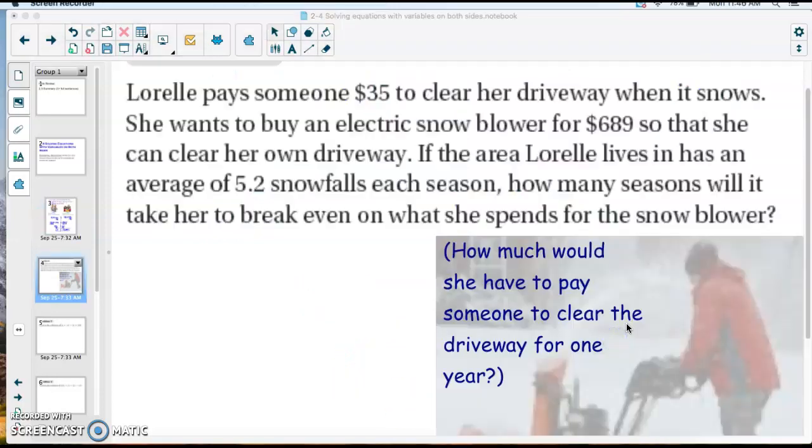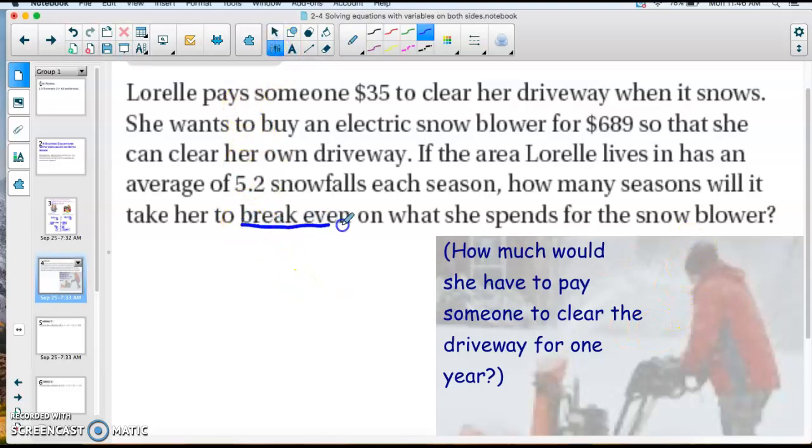All right, so our next problem here is a break-even problem. You see the words break even here. You'll use these all the time in your life, whether it's Netflix, whether it's a gym, whether it's rent, whether it's a credit card, whether it's a car loan. I've used these several times in my life. You want to find out when does it just not matter, and at what point is one option better than the other. All right, so Laurel pays somebody $35 to clear her driveway when it snows, and she wants to buy an electric snowblower for $689 so that she can just do it herself.